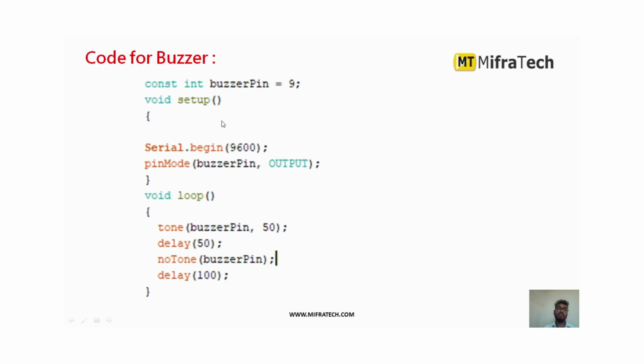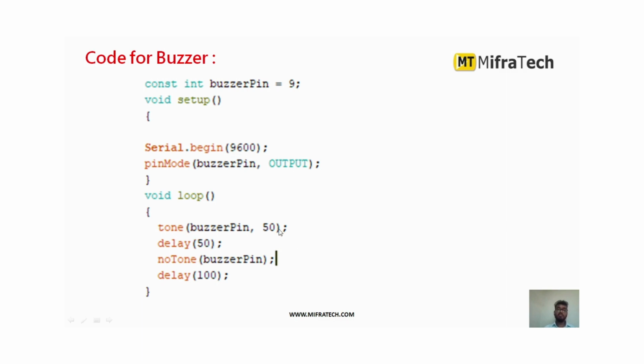After that I have to set up. So for the buzzer, as you can see, pin mode we have to define. The buzzer is the output, so I am using pin mode of buzzer pin as output, and I have set the Serial.begin baud rate as 9600. After that we will write the code in the loop here, so it has to execute continuously.